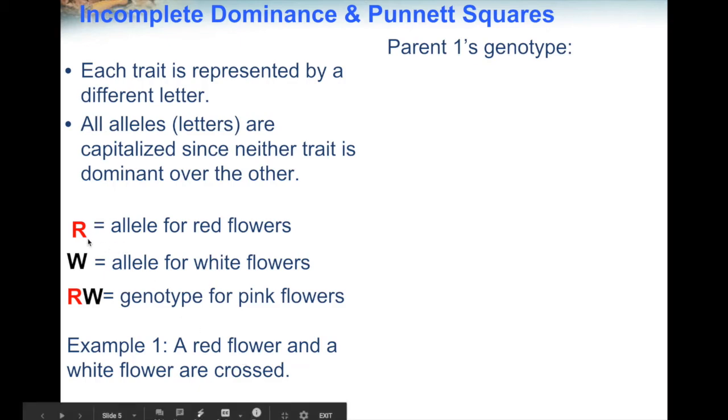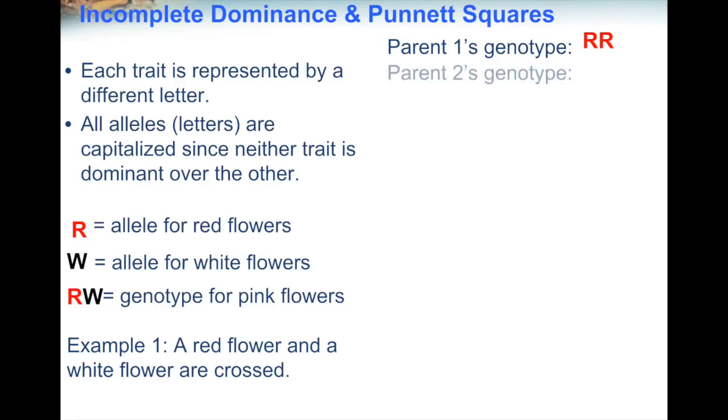Now we already said that red flower is R, so I'm going to need two R's, and they're both capitalized. What about the white flower? That parent, what is its genotype? Now remember, white flower is represented by the allele W, but I want a genotype. I want two letters, so let's make it WW, and they're both capitalized.